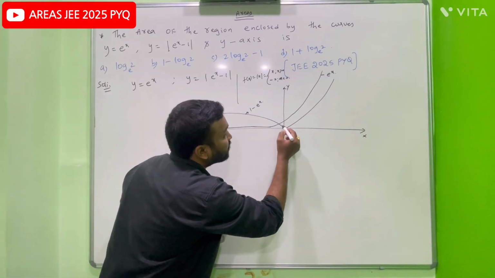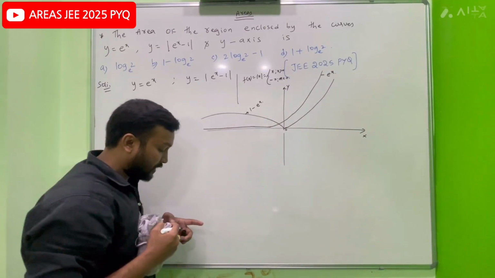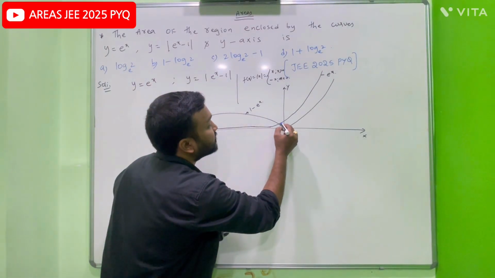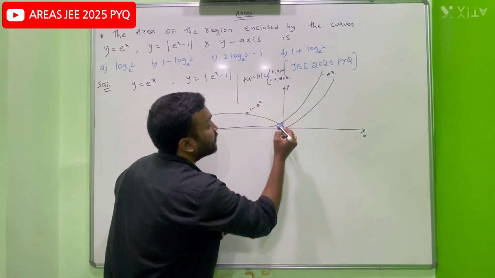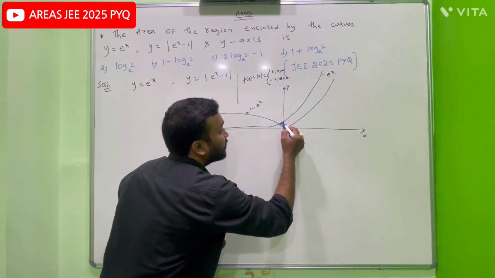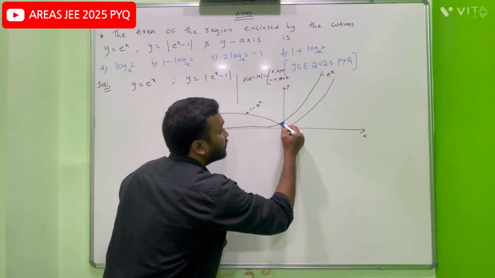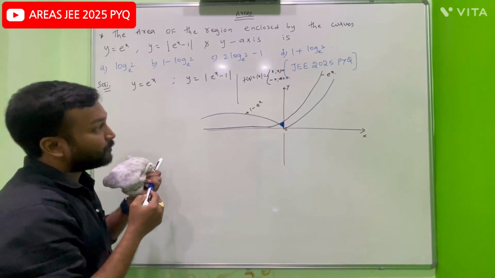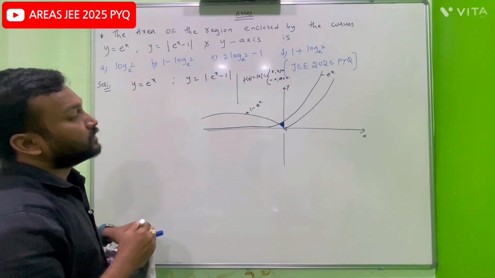Now which area? This area we have to find. This small area, I'm taking it completely dark. This is also upper curve minus lower curve. Now we can write it.